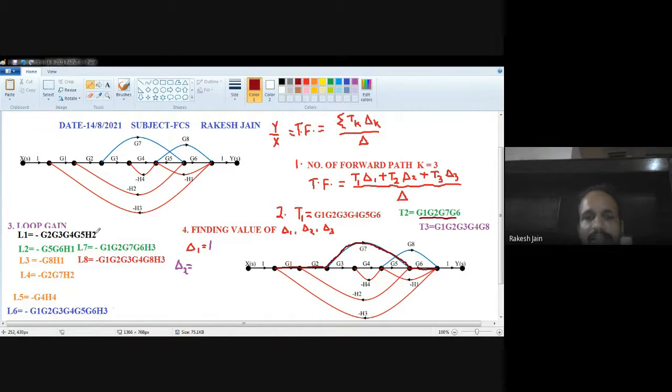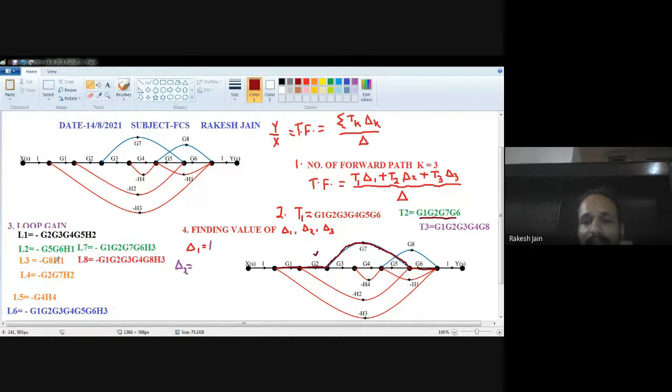The first forward path consists of G2, G3. So G2 is on this forward path line. That's why we cannot consider this loop L1. We can say loop L1 is touching. We have to find out which one is non-touching. Then loop L2 is G5, G6, H1. G6 is there and G6 is also in the second forward path. So it is also touching, so we cannot consider loop L2.